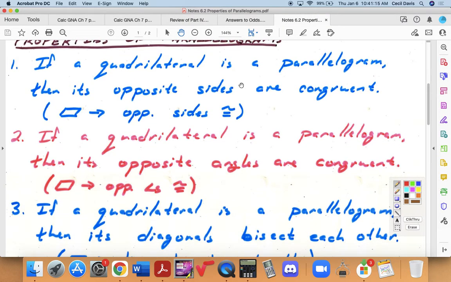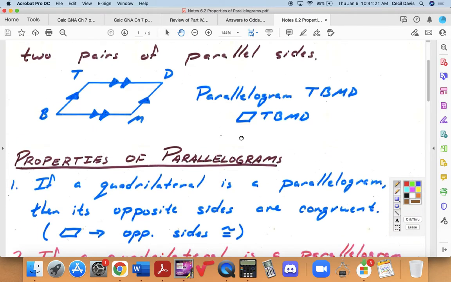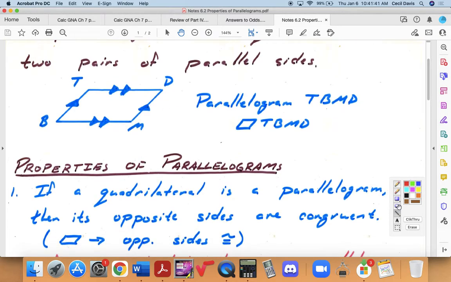Another one is that if a quadrilateral is a parallelogram, then its opposite angles are congruent. Now, by opposite angles, what would be an example of that? Yes, sir. Angle TDM and angle TBM. Yeah, or you can just call it angle D and angle B. But yes, exactly right. Why are those congruent? Well, again, go back to this. If I was to draw in a diagonal, can we prove that those two triangles are congruent? Yes, and if they are, then these two angles have to be congruent because those are corresponding parts of congruent triangles.